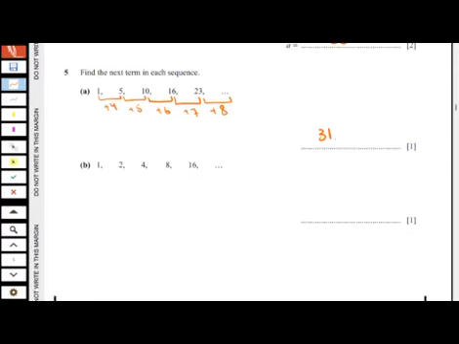1, 2, 4, 8 and 16. If I multiply 1 with 2, it will become 2. If I multiply 2 with 2, that is 4. If I multiply 4 with 2, that is 8. If I multiply 8 with 2, that is 16. And same, if I multiply 16 with 2, that is equal to 32. So the answer is 32.